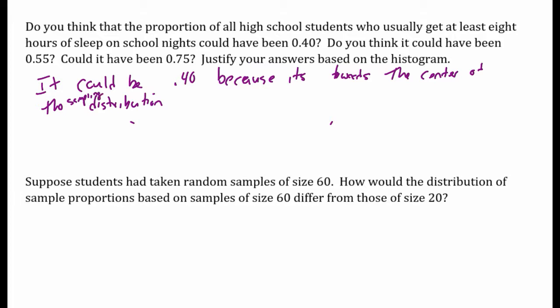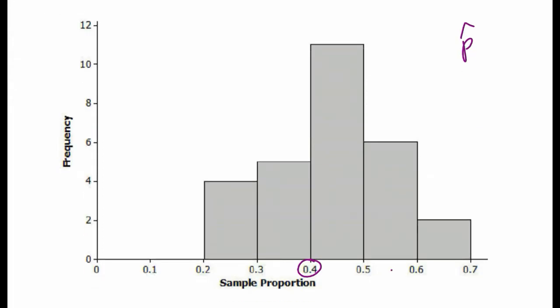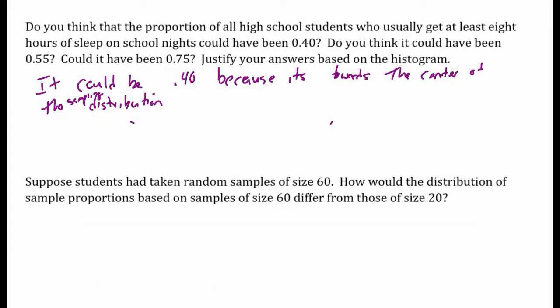That's important. Could it have been 0.55? Could it have been 55%? So 55% is getting a little bit more unusual, but it's still towards that center. It's still in that middle chunk of the distribution. It's not that unusual. 0.55 is also possible. For the same reason, it's not that uncommon. It did happen. It's towards the center of the distribution.